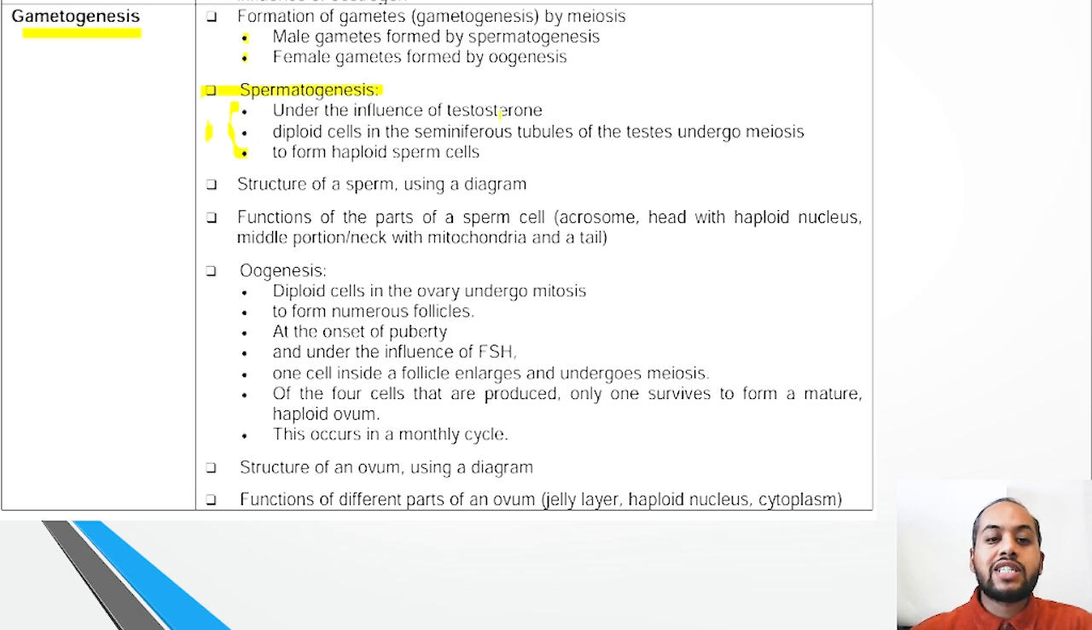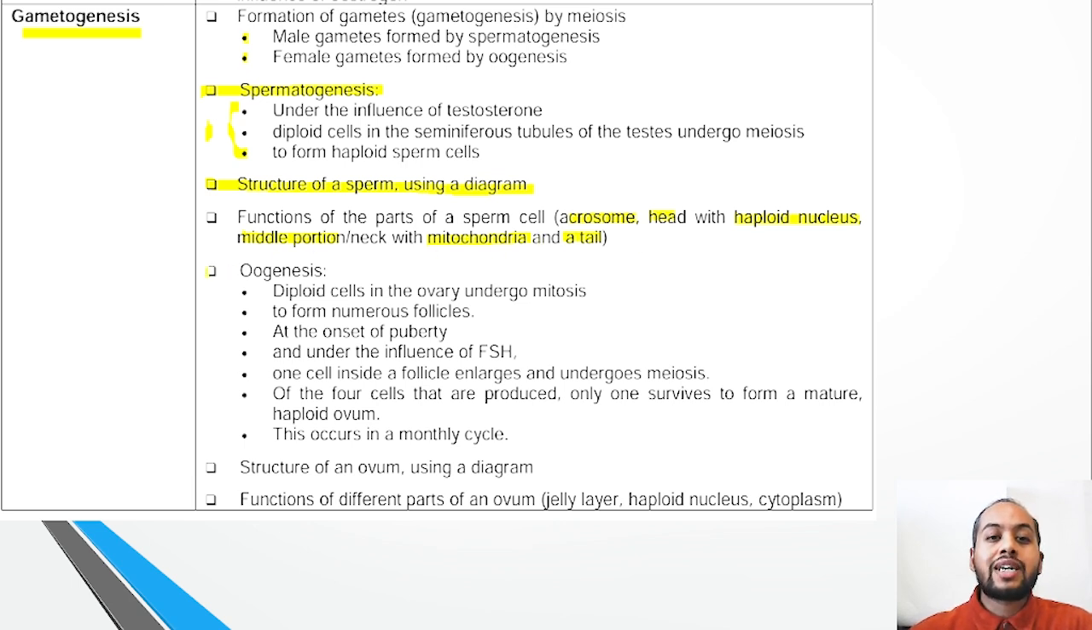Under the influence of testosterone, diploid cells in the seminiferous tubules of the testes undergo meiosis to form haploid sperm cells. Then you need to be able to draw and label the structure of a sperm cell, the functions of the parts of a sperm cell, which includes the acrosome, the head, the haploid nucleus, the middle portion with the neck that also comprises of the mitochondria, and the tail. The functions of these parts you also need to know.